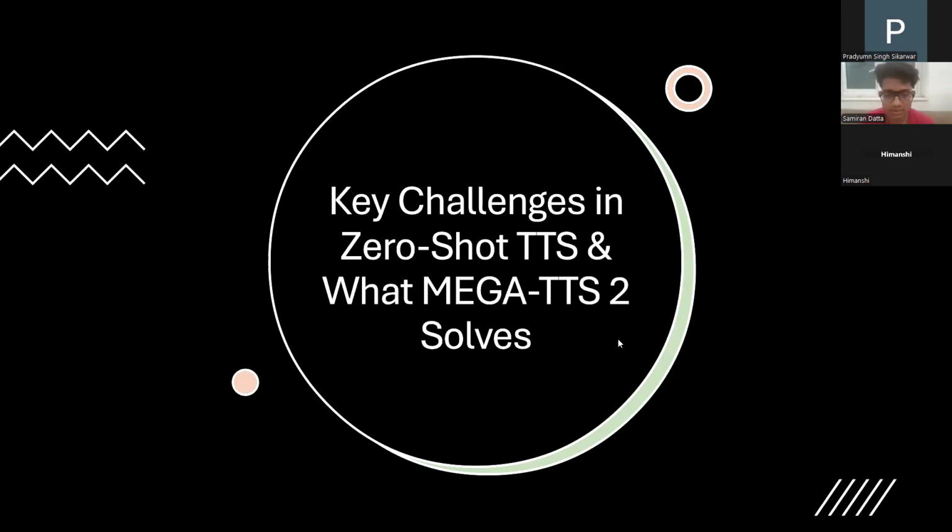So our next section is on the key challenges in zero-shot TTS and what Mega-TTS solves. This section sets up the main problem. Zero-shot TTS is promising, yes, but existing models face real limitations. They struggle to sound natural or expressive, especially when given very little input. Mega-TTS 2 was designed specifically to address these issues and improve voice cloning quality.